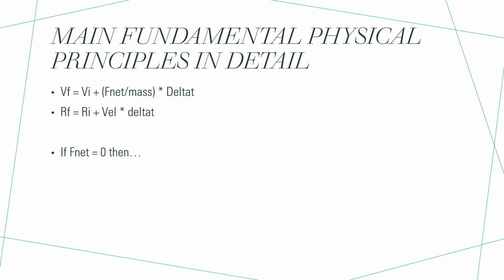The main fundamental physical principles in detail are that the final velocity is equal to the initial velocity plus F net divided by mass times delta t, and the final position is equal to the initial position plus velocity times time. And if the net force is equal to 0, then the initial velocity and the final velocity are the same, and in that case, the position is going to change at a constant rate.